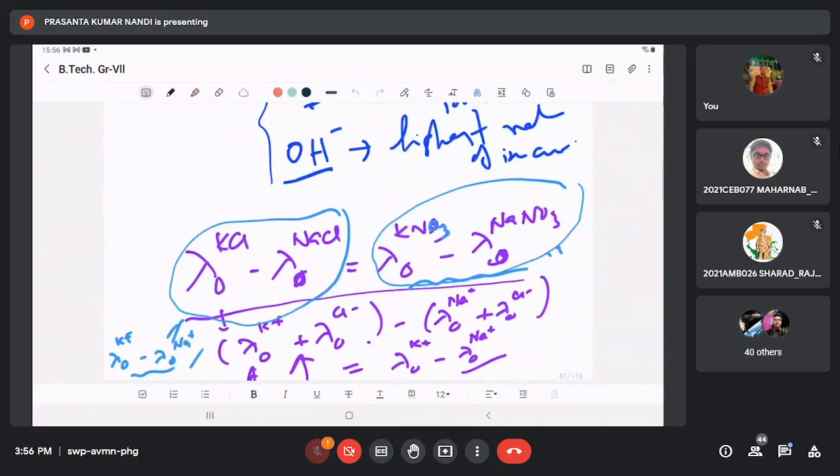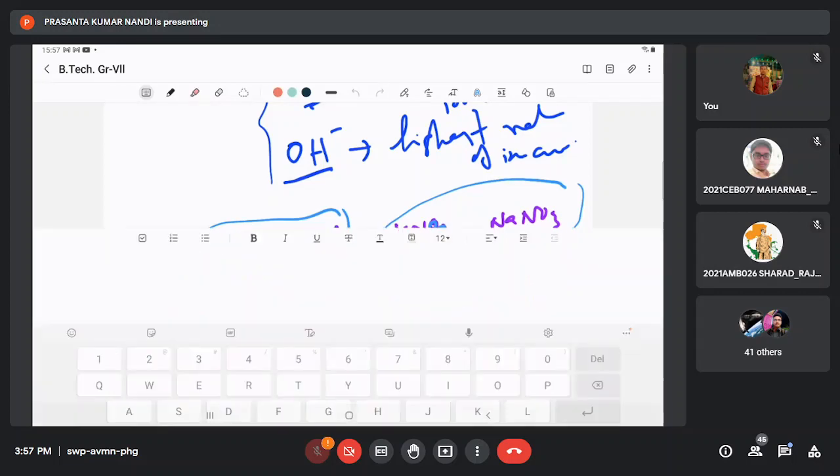Suppose you subtract the limiting equivalent conductances, or equivalent conductance at infinite dilution, of two salts like KCl and NaCl. Then that difference must be equal to the limiting value, that is lambda zero, difference of KNO3 and NaNO3. Whether it is a chloride salt or a nitrate salt, the difference would be exactly equal. It is equivalent to lambda 0 K plus minus lambda 0 Na plus.